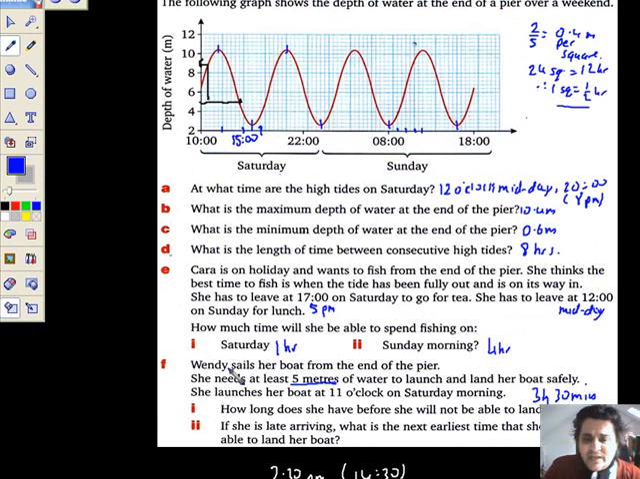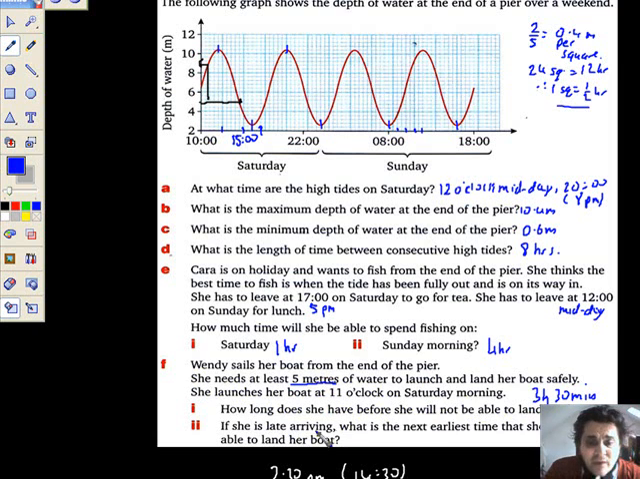Let's check it. She needs to sail her boat from the end of the pier. She needs 5 meters to keep it all safe. She sets out 11 o'clock on Saturday. How long does she have before she will not be able to land it safely? Well, when it hits 5 meters, you've got yourself 3.5 hours to play with. So that's what I'm making that one.